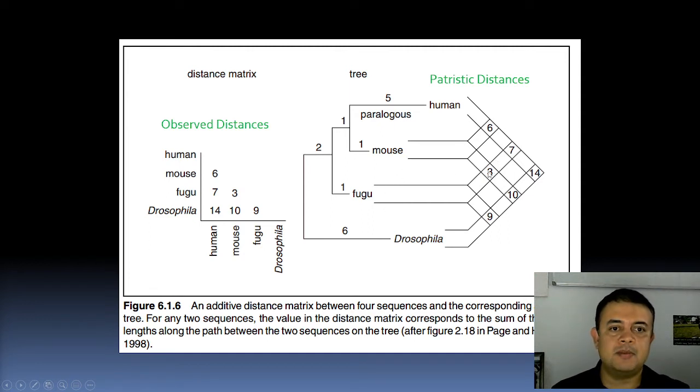So what does this number 3 mean? From mouse to fugu, the distance is only the lateral distance you're looking at, not the horizontal, right? So here it is 1, 1, 1. So 1 plus 1 plus 1 is 3. And 14 means human to drosophila, the least similar, most distant. So 5 plus 1 plus 2 plus 6 is 14. That is what it says. That is called the minimum distance.